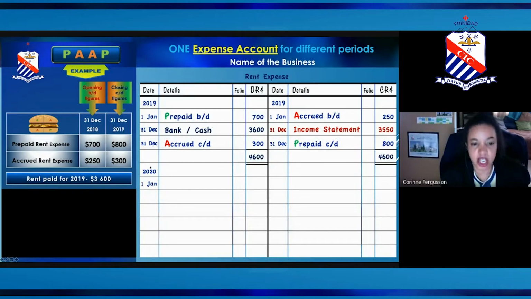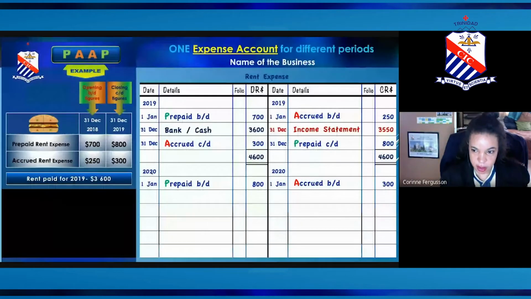So this is the 1st of January 2020, and it will be your prepaid on this side, since it was on the opposite side. Prepaid, 800, and then you do the same thing for the accrual. You have your year 2020, 1st of January, accrued, brought down, and it was 300. Cool. So you can take your snapshot of that, your screenshot, sorry, or your picture, or whatever you want to do in terms of that for your answer.